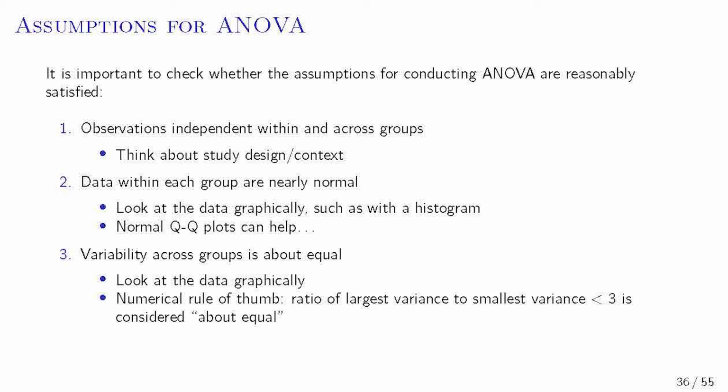Data within each group are nearly normal. Look at the data graphically with a histogram or a normal QQ plot. And the variability across groups is about equal. So look at the data graphically, and there's a rule of thumb that the ratio of the largest variance to the smallest variance should be less than 3, and that would be about equal.